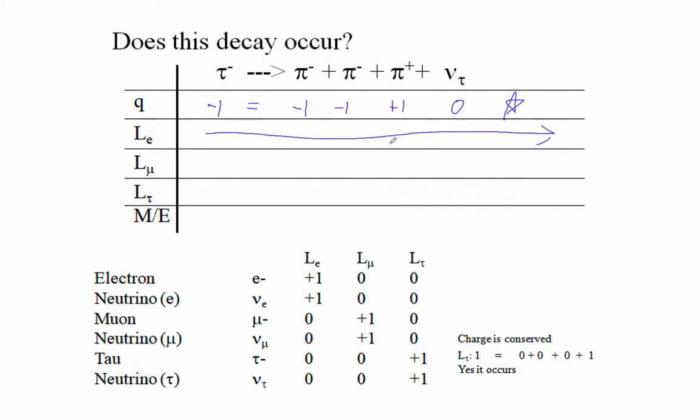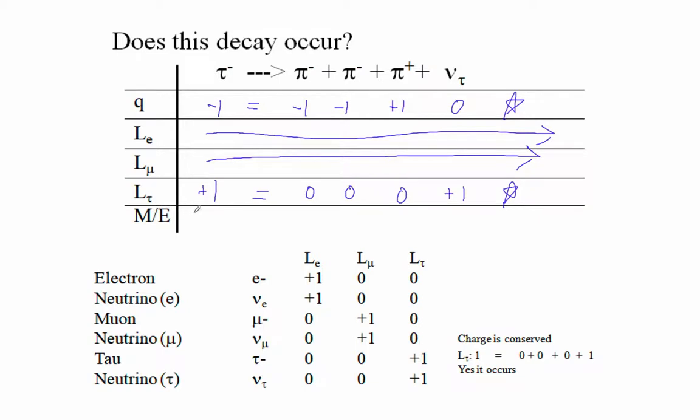Okay, let's look at the electron number. No electron numbers. Let's look at the muon number. No muons. Okay. Let's look at the tau number here. Let's see. L tau is +1. And then these are mesons, so they don't have a tau number. And then this is +1, right? So this works.